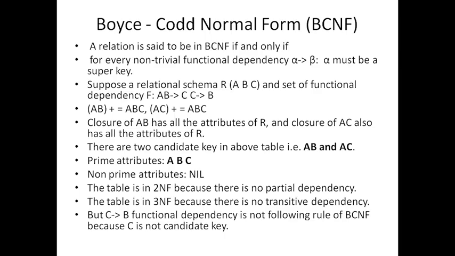For the definition of BCNF, when we consider the functional dependency alpha determine beta, alpha must be a super key. But in the functional dependency AB determine C, AB is a super key. So the first FD is in BCNF, whereas the second FD C determine B, C is not a super key. So the second FD fails satisfying the BCNF condition. So the relation is not in BCNF, it is in 3NF.